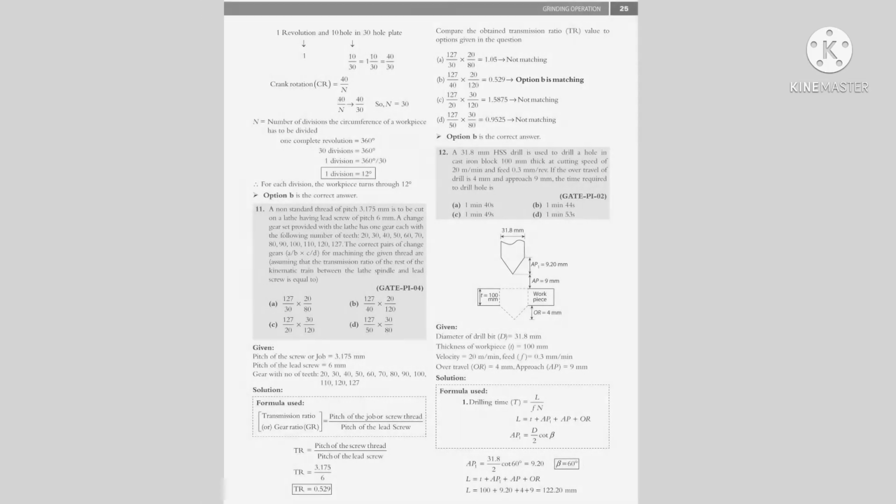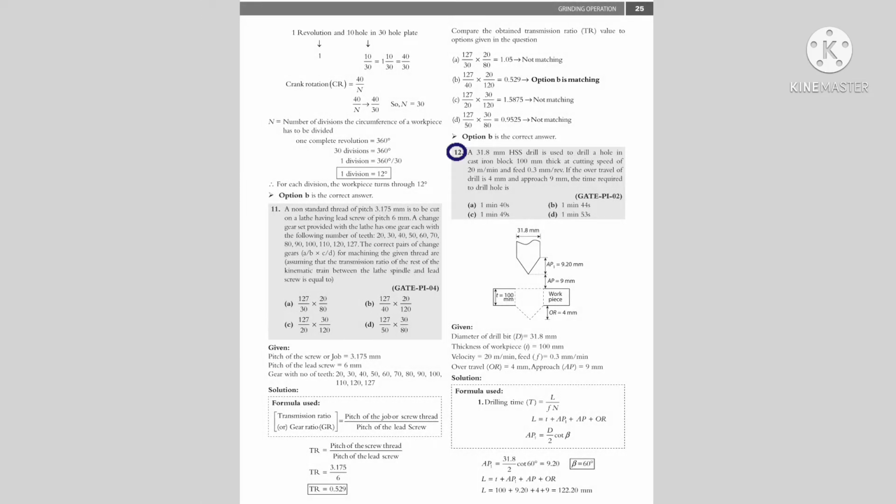Let us solve the 12th problem. It is a drilling operation where diameter of drill bit, approach, over travel, thickness of workpiece are given. They have asked us to find the drilling time.